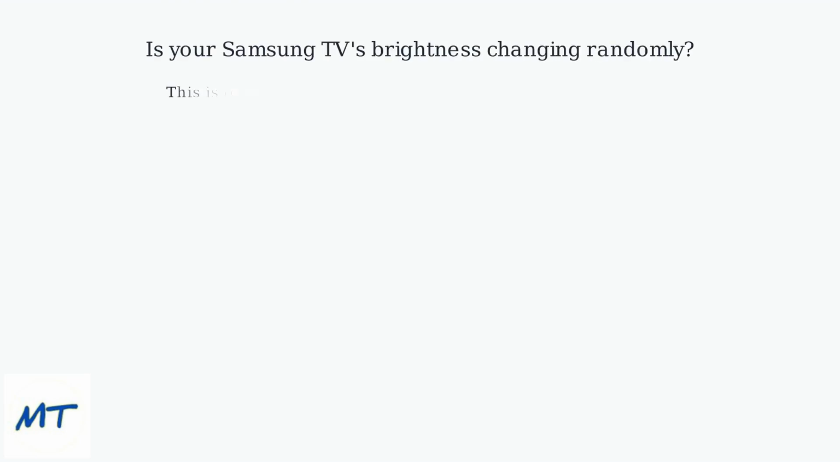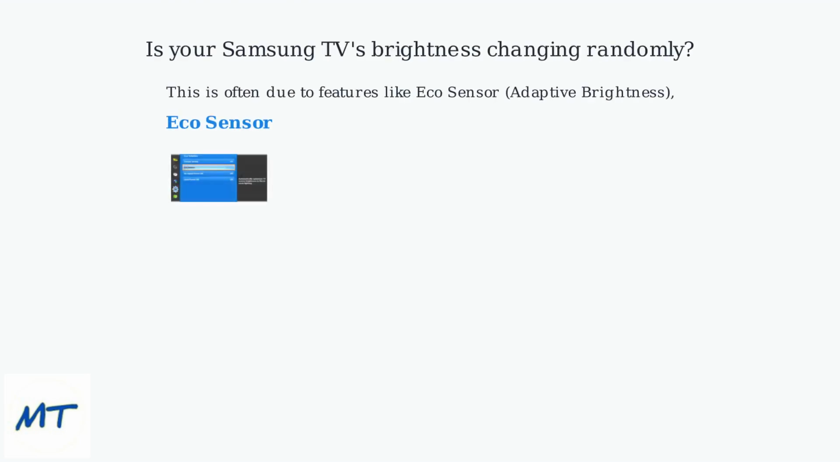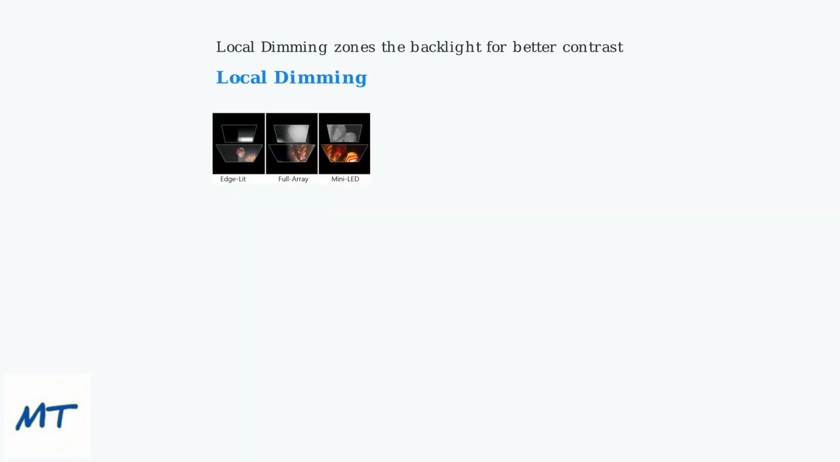Is your Samsung TV's brightness changing randomly? This is often due to features like Eco Sensor, which automatically adjusts screen brightness based on room lighting for energy efficiency and optimal viewing. HDR enhances contrast by adjusting brightness for highlights and shadows in content, which can cause fluctuations during playback. Local dimming dims or brightens specific areas of the screen independently, improving contrast but potentially causing inconsistent brightness if miscalibrated. We'll show you how to troubleshoot these settings to stabilize your picture.